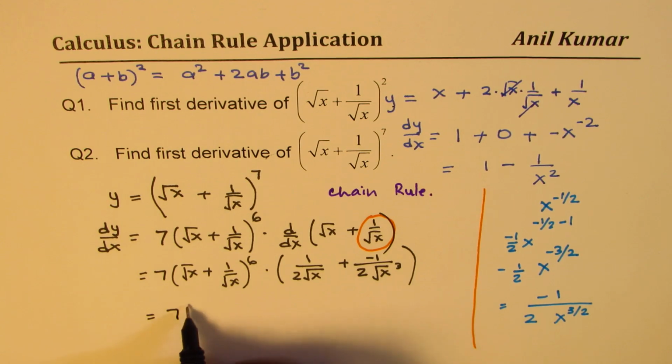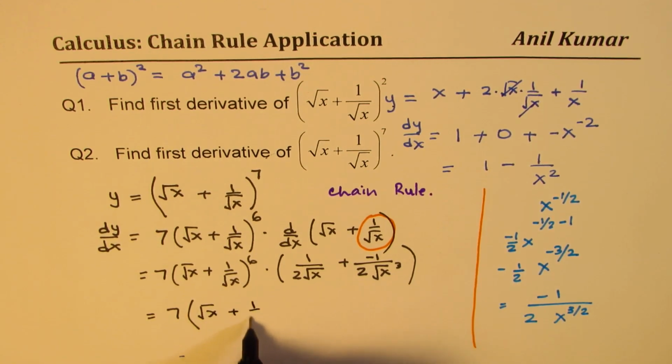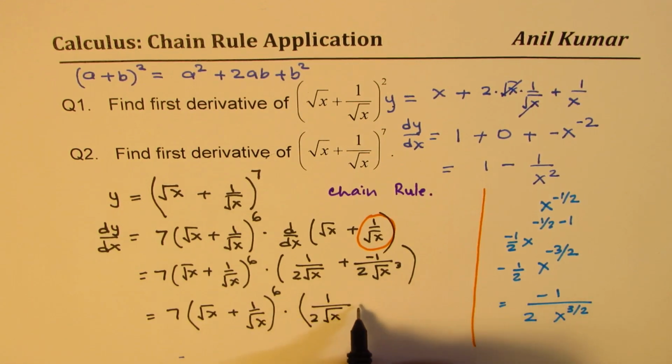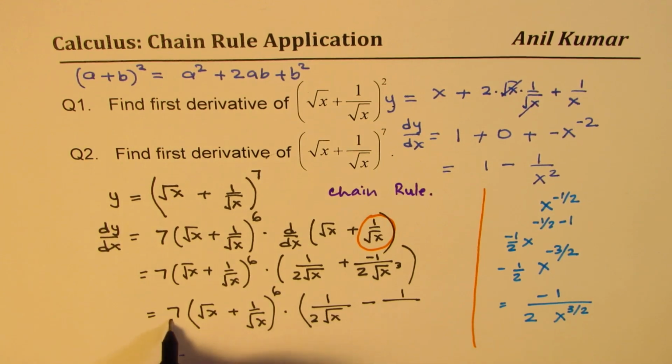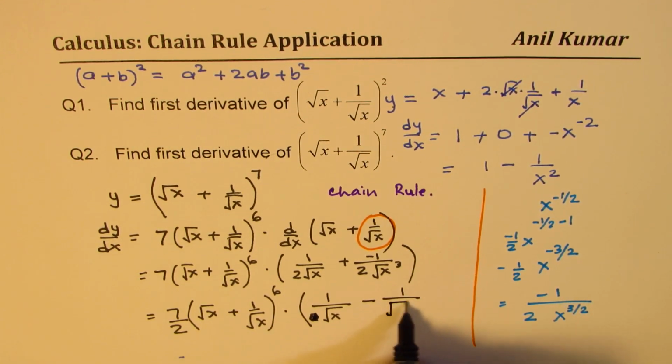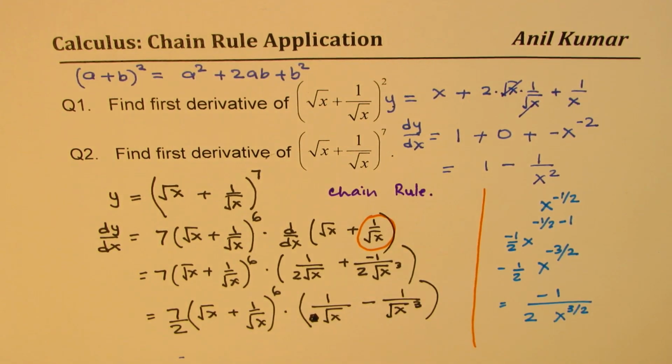So let's simplify this a bit, and we can write our answer as 7 times (square root of x plus 1 over square root of x), and here I just want to write this as 1 over 2 square root x minus, that is all. I could have taken half outside, so I'll take 2 outside now, and then this right here as x cubed. Is it okay? So that is how we could provide the solution of the given question.